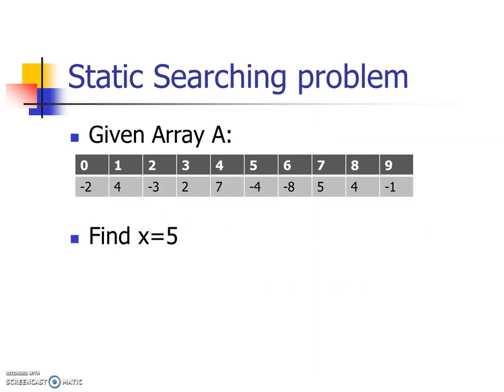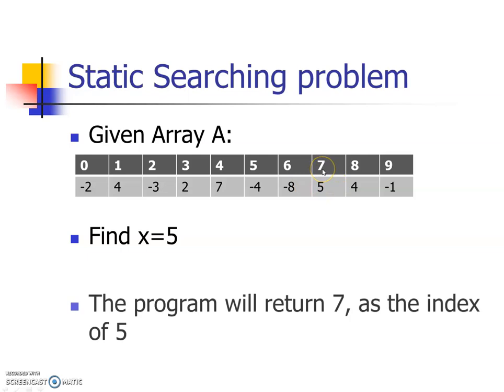Here is a very straightforward example with only 10 elements, where array A is this array. It has indices from 0 to 9, and there are 10 elements inside of it, and x is equal to 5, indicating that is the element we want to find. We basically need to write a for loop, go through each item until we find the value 5, and then report the index 7. So the answer for this question is going to be 7, which is the index of element 5.